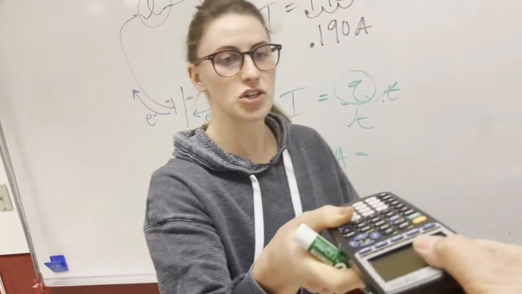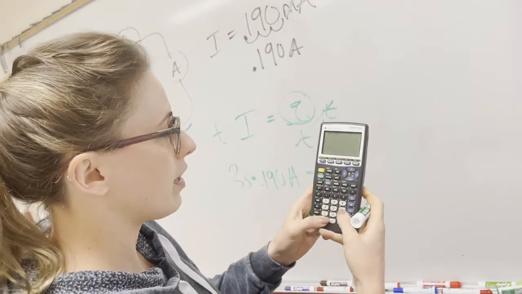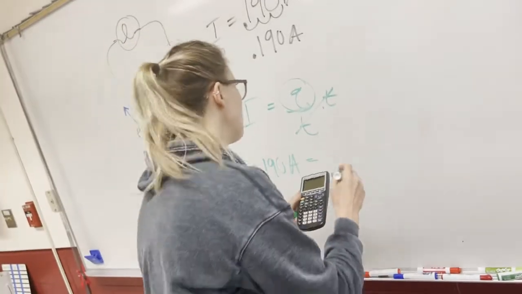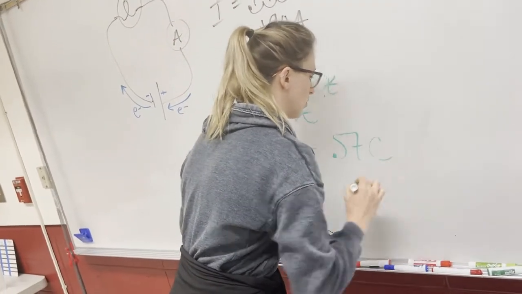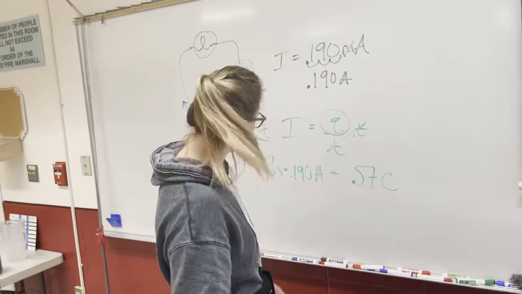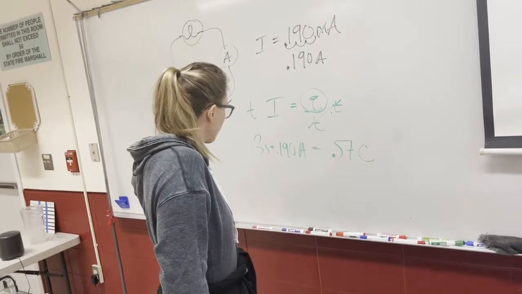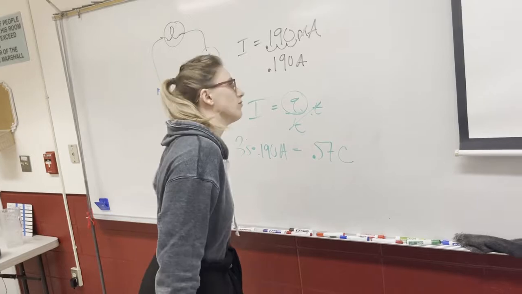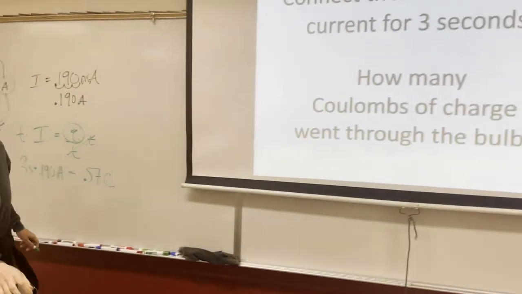Okay, so how much charge? 3 times 0.190 amps. That's 0.57 coulombs. See how simple that is? So you run it for 3 seconds at 0.190 amps, and you're running 0.57 coulombs of charge through that battery. Sweet. What's on the next slide here?